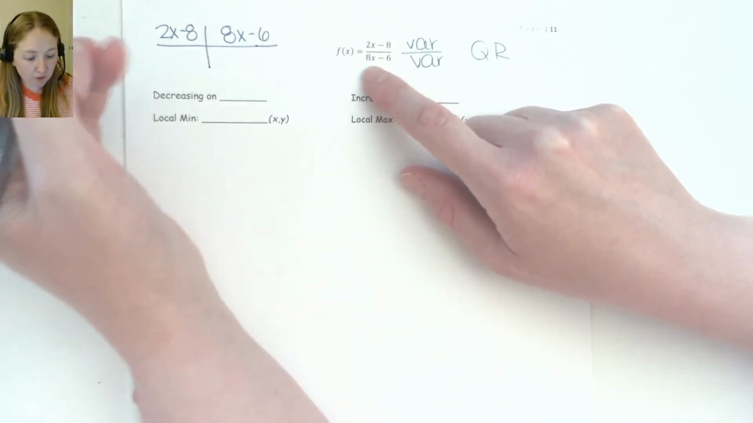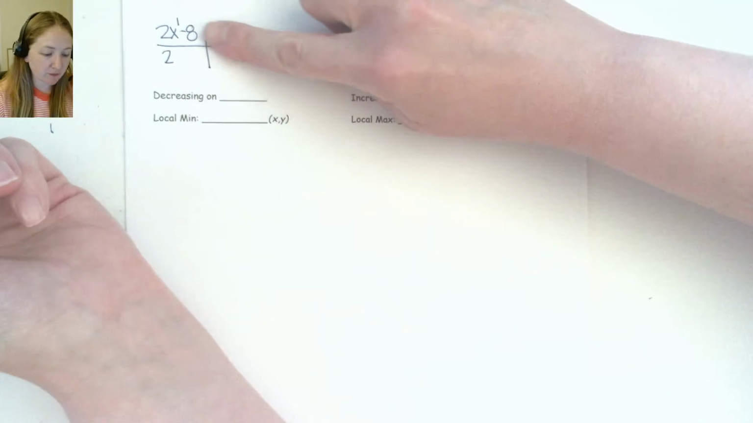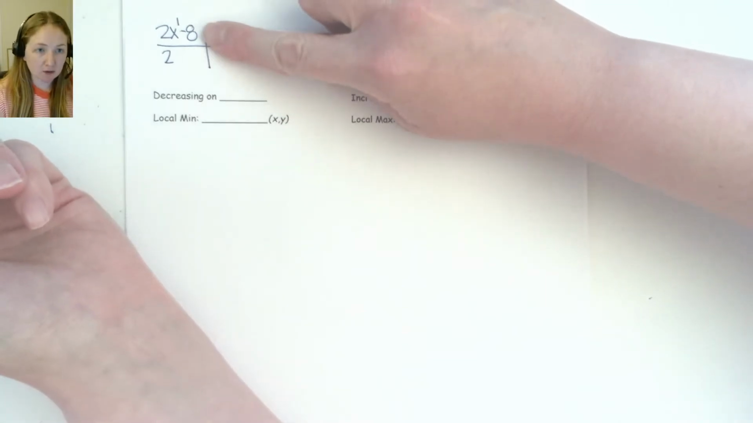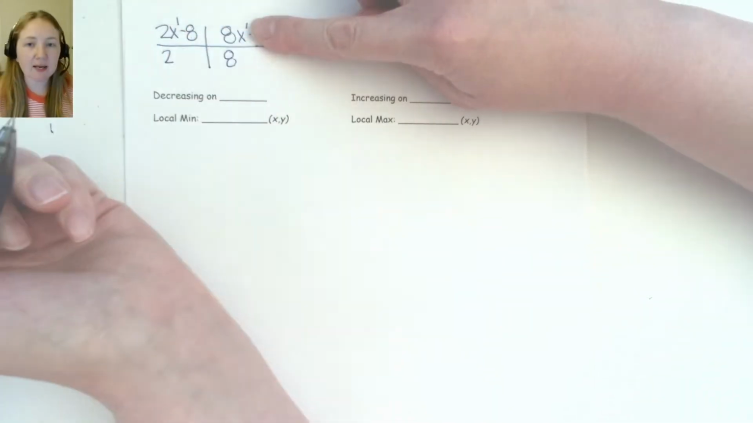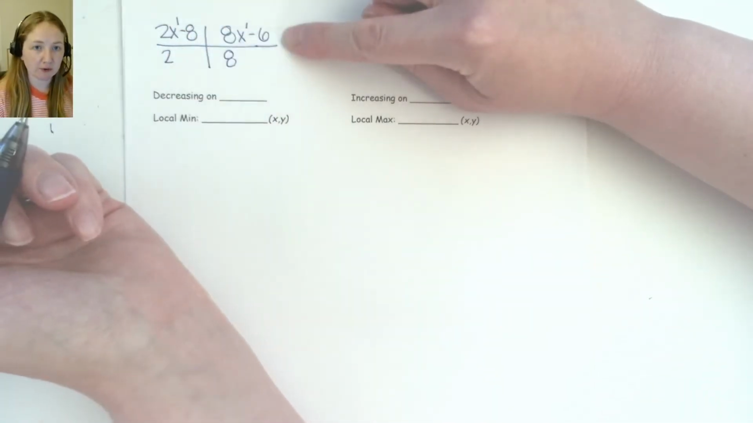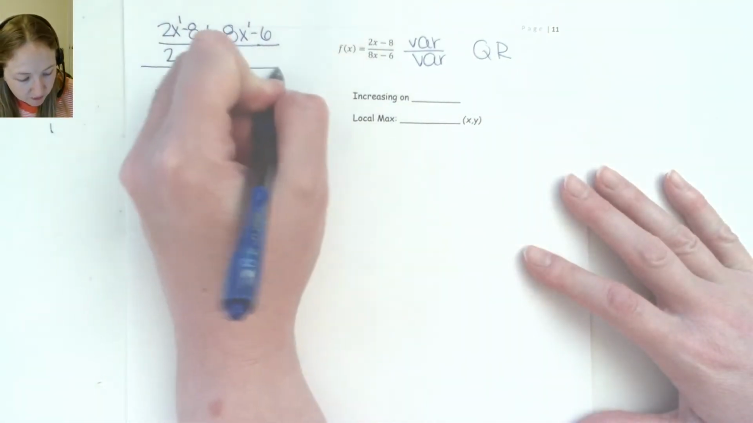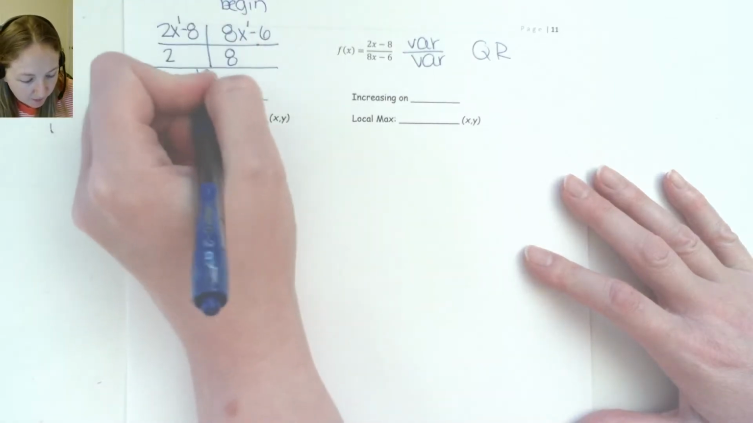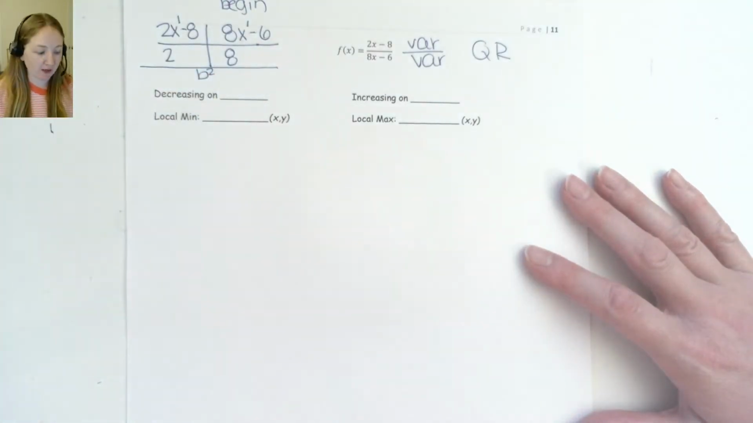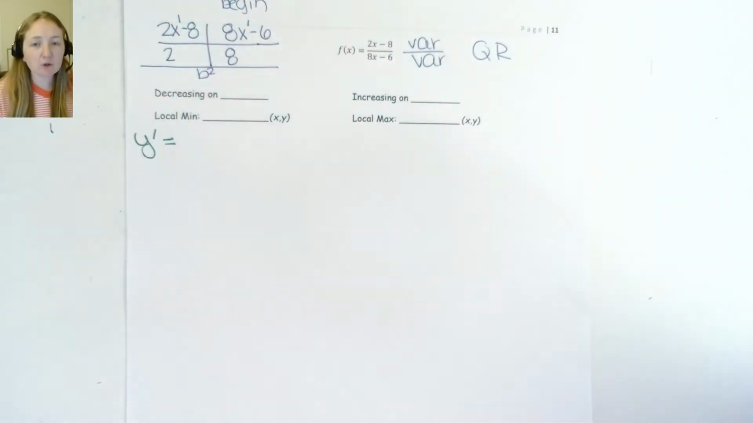Their respective derivatives: this is a linear term, so that will go to the coefficient. The negative 8 is a standalone constant, so that goes to 0. Similarly, 8x is a linear term, so that goes to 8. The negative 6 goes to 0. Now, remember with the quotient rule, we do our crisscross, beginning with the bottom, and then we put that over the bottom squared. So my first derivative will look like this now.